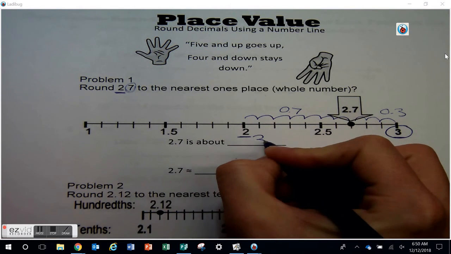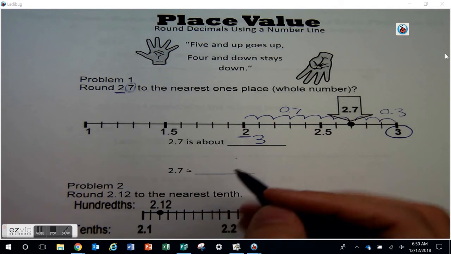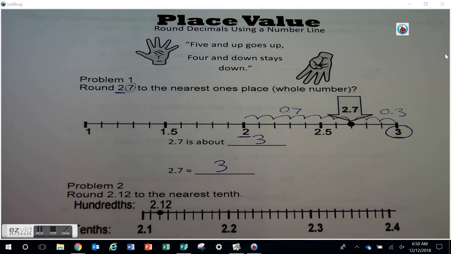So it's about 3. Sometimes you see these, it's like an equal sign, but it's wavy. That means about or approximately. So 2 and 7/10 is approximately or about 3.